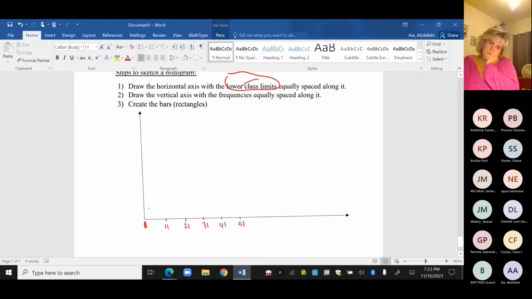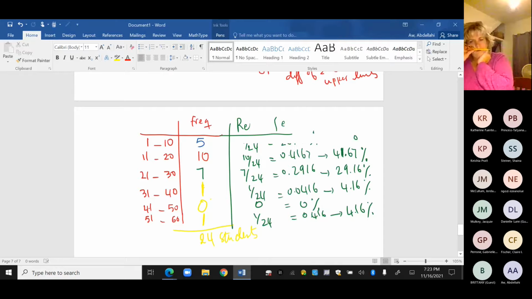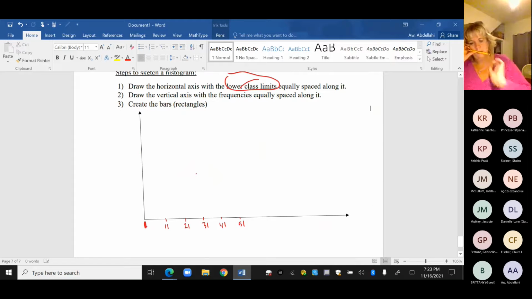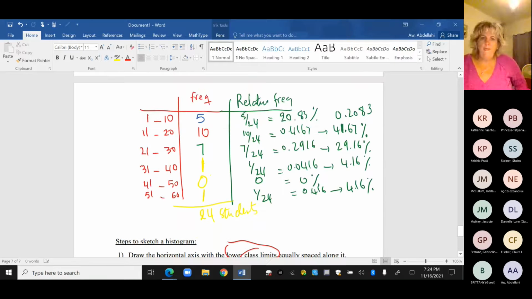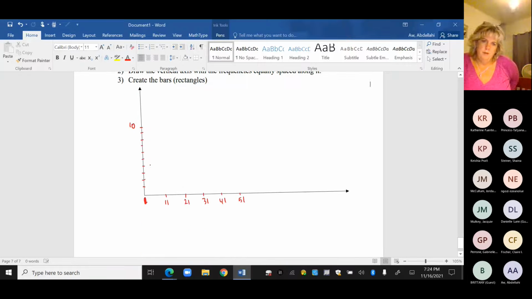And of course, here we're going to do the frequencies. The highest one is 10, so we can take 1, 2, 3, 4, 5, 6, 7, 8, 9, 10, right? The first class is 1 to 10, with frequency 5, right? That is the first bar we're going to draw. 5 is here. 1, 2, 3, 4, 5. See that? That is the first bar.